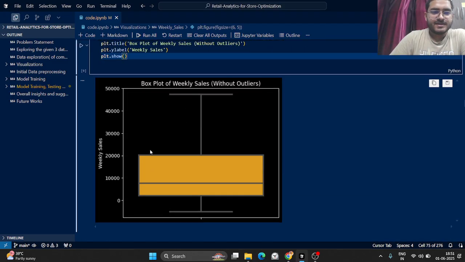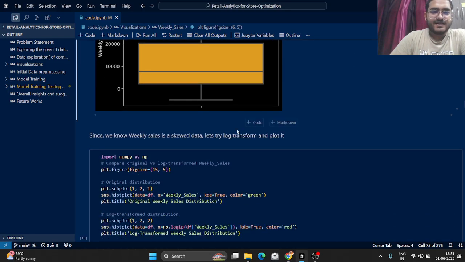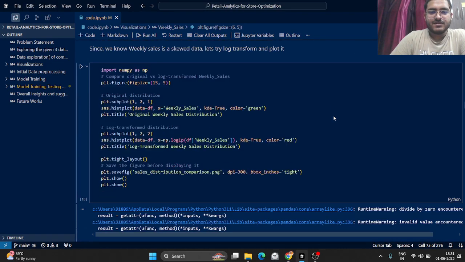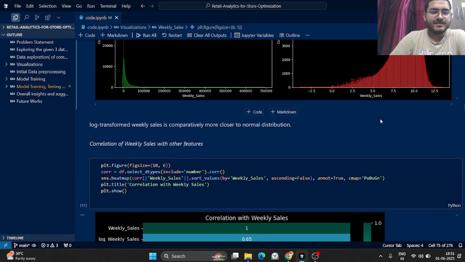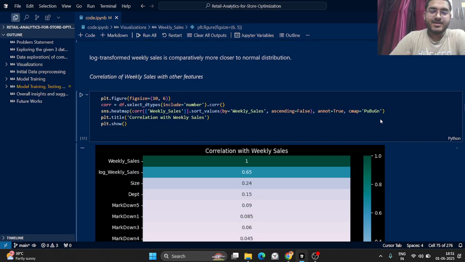So this was the next graph, the same box plot for weekly sales. After that, I tried to use a log transform on it. This was the graph, original weekly sales and after performing the log transform. This is looking much closer to a normal distribution compared to the previous one.